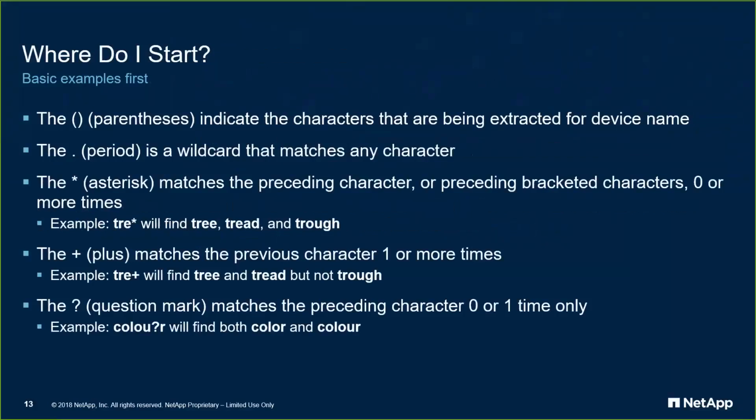The question mark is going to match the preceding character 0 or 1 time only. So this one's a little different. Let's say, as this example says here, we're looking for color, but we know color can be spelled a couple different ways. So we put the question mark in there after the U. Now, if we do that, it's going to find both color with OR and color with OUR.